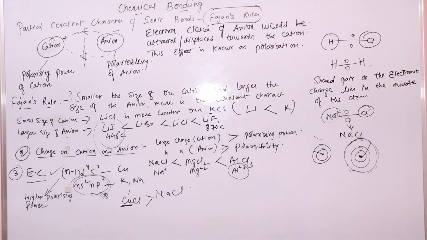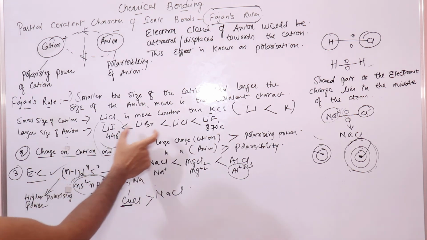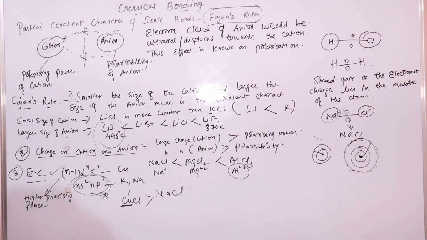And here is the larger size of the anion. The larger the size of the anion, the more covalent character. This is how the covalent character goes. So the larger the anion, the greater is its polarizability. The greater its polarizability, the more covalent character it has.